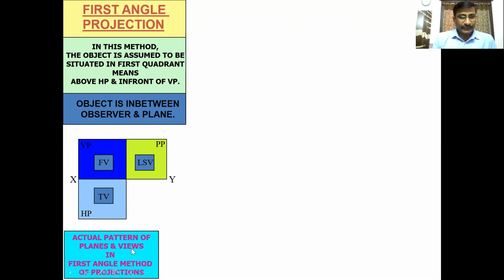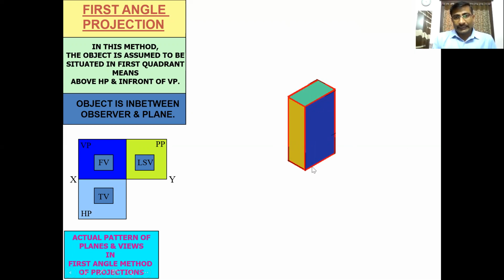This is the actual pattern of the planes and views in the first angle method of projection. Let us take one object. This is the object, a rectangular block. In this rectangular block, the blue color is one of the views. The yellow color is another view, that is the left side view. And the top view is the green color.